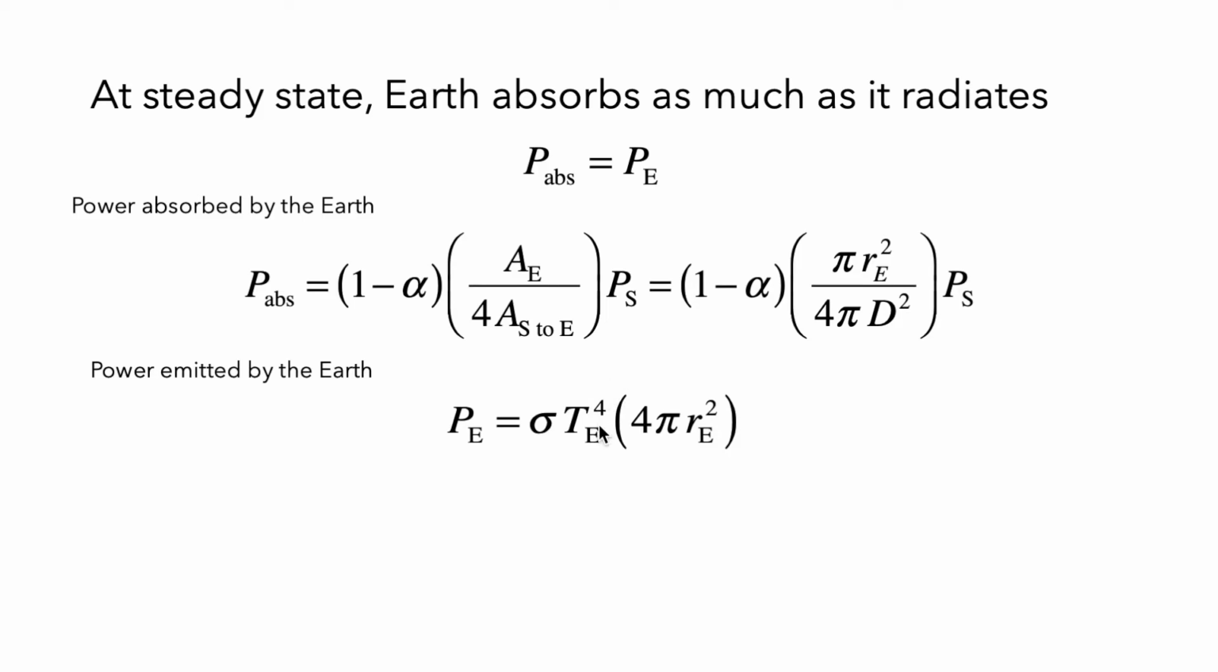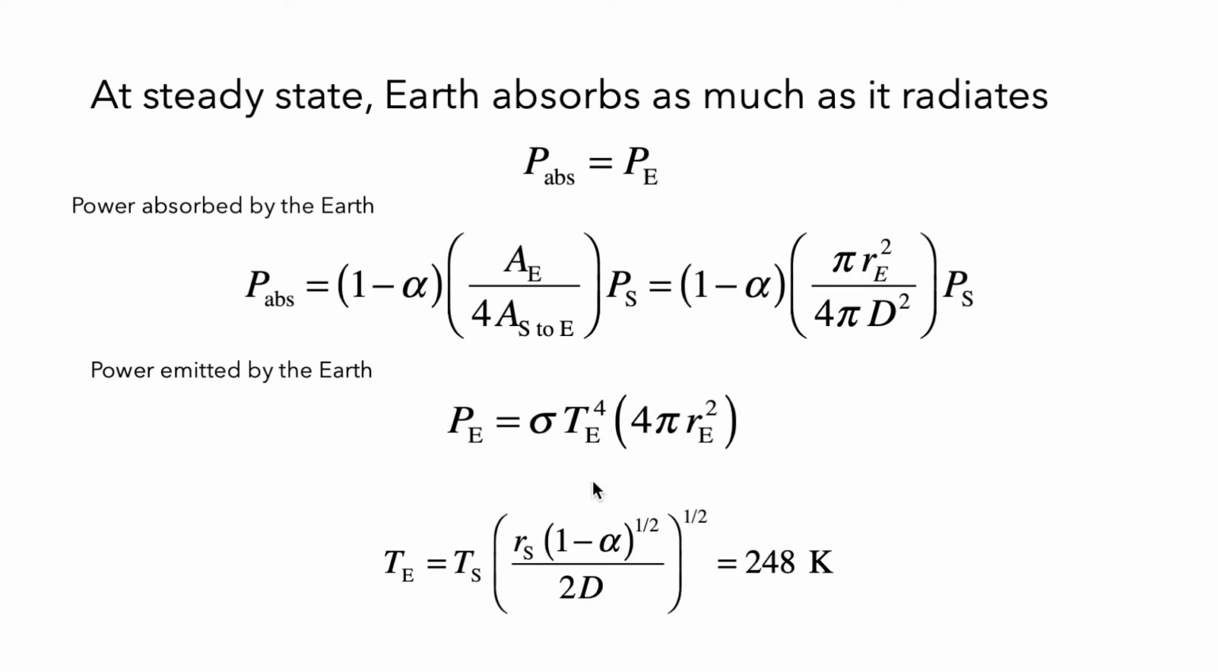Now we have expressions for both the power emitted by the Earth and the power absorbed by the Earth. We set these two equal to each other, solve for the temperature of the Earth. And indeed, simply by knowing the temperature of the sun, the radius of the sun, the albedo of the Earth, and the distance of the Earth from the sun, we can estimate the mean temperature of the Earth, 248 Kelvin.